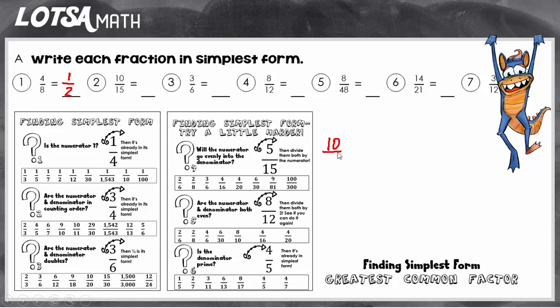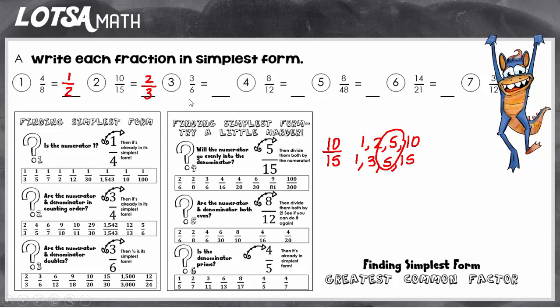So for 10/15, we need to look at the factors of 10, which are 1, 2, 5, and 10, and the factors of 15, which are 1, 3, 5, and 15, and find the greatest common factor, which is 5. So then we just divide both of them by 5 to make a simpler fraction. So 10 divided by 5 is 2, and 15 divided by 5 is 3. And now this is in its simplest form.